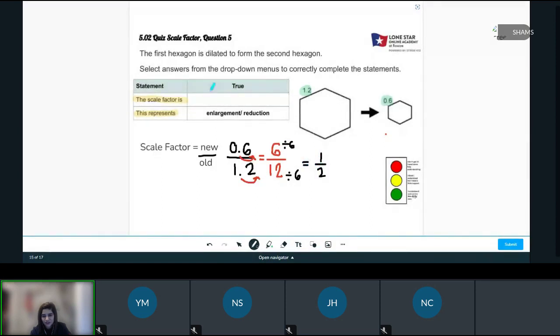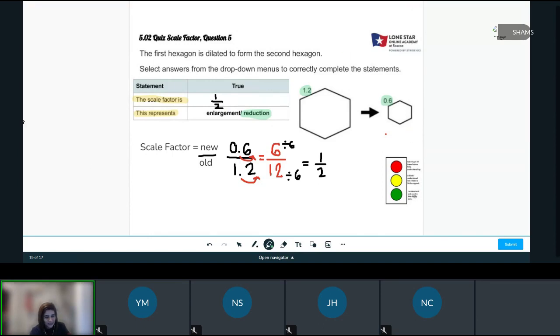Is it going to be enlargement or reduction? It is reduction, Joycelyn says. What about others? Leah says it is reduction. Nina also says reduction. Nina, why is it reduction? Because the scale factor is less than 1. Right? And reduction means getting smaller. And you see apparently this hexagon is getting smaller. Reduction.